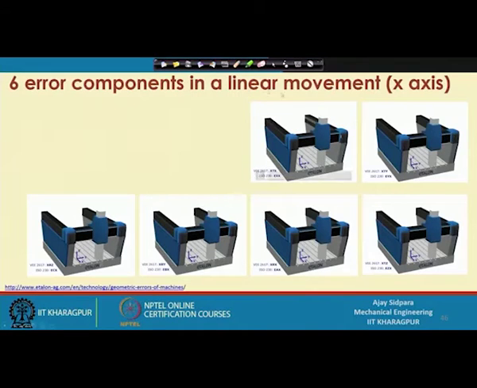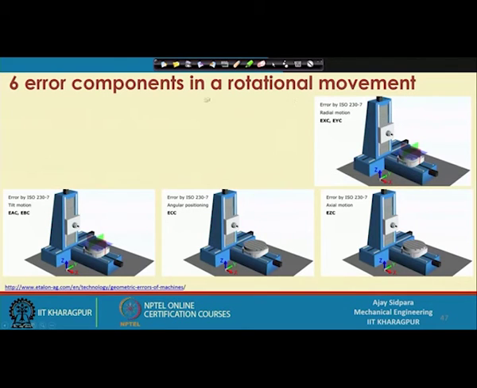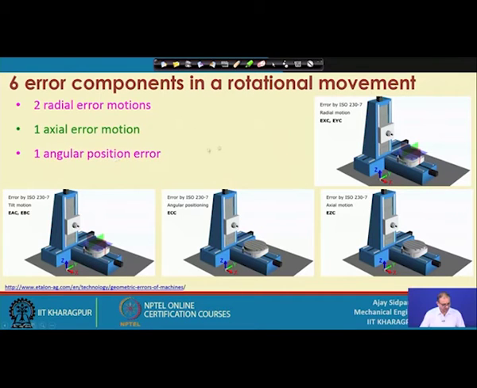So, we have seen in the last class about the x axis error components when it is moving in the linear direction, that is x axis, and we have found that one was the position error, two was the straightness error, one was the roll error and two are the tilt error. And similar to that we have seen when you have attached one rotational axis around the z axis, then you can end up with some more errors in the same rotational motion. So, those are the two radial errors, one axial error, one angular position error and the two tilt errors.